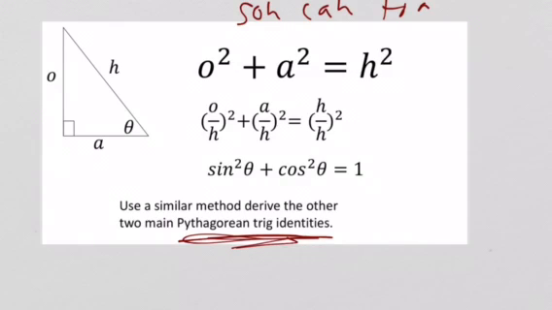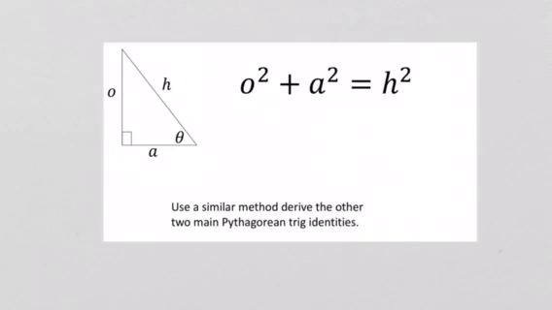So what I want you to try now by yourself is we divided by h squared before. Divide by O squared instead and see what happens. Divide by A squared instead and see what happens. And that's going to give us 2 other Pythagorean trig identities.